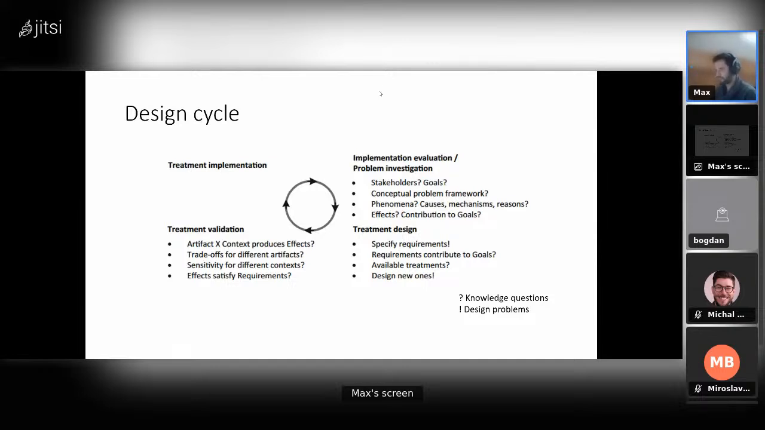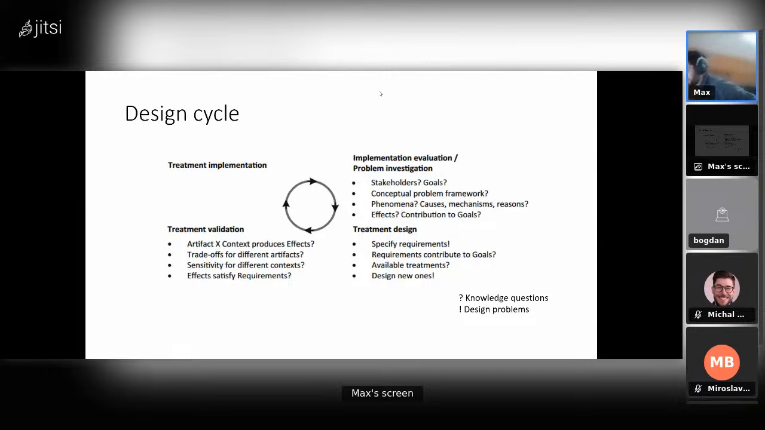So you would very likely start from the top right with the problem investigation. So you will ask, who are your stakeholders? What are their goals? And what potentially would be the contribution to this goal, and what would be the effects? So that's really the part where you question the relevancy of your artifact.